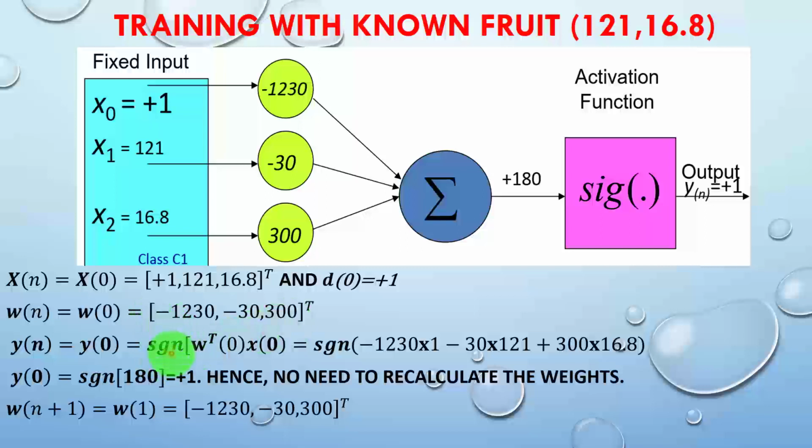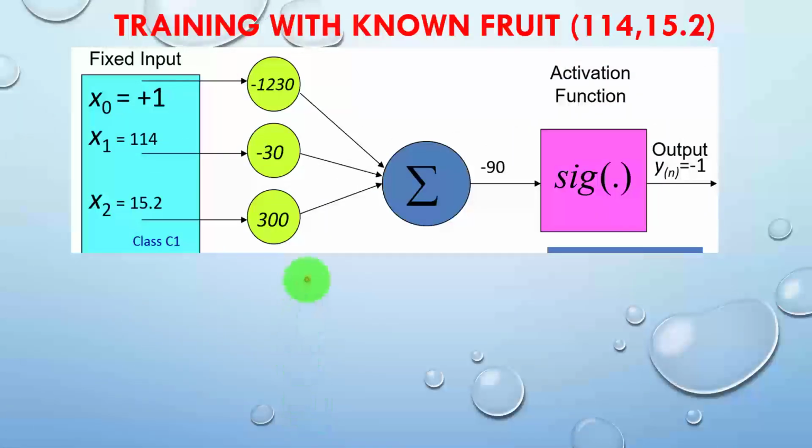We take the signal. Okay? We just plug in the values, substitute the values. Okay? We find that the value is signal of 180, which is a positive value. We get +1. Hence, no need to recalculate the weights. So, it's apparent here that for this type of fruit, it works well. Okay? So, for the second iteration, which is n+1, we take the same weights. We'll not change the weights. Okay? This we'll do in the next slide.